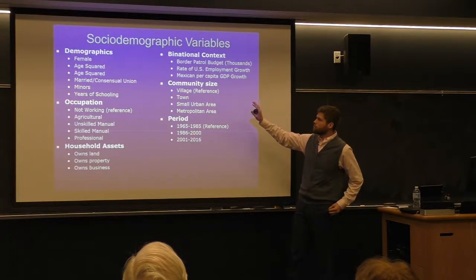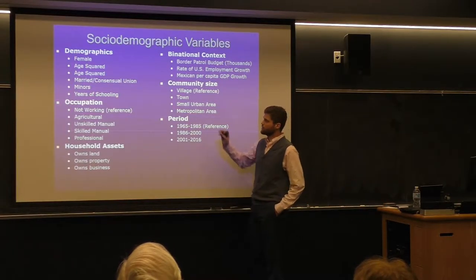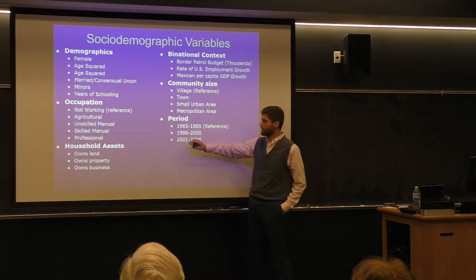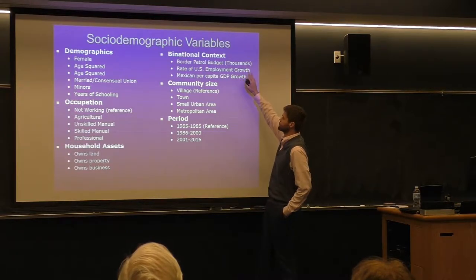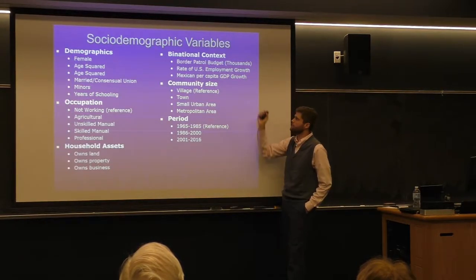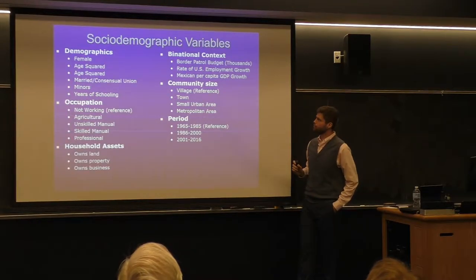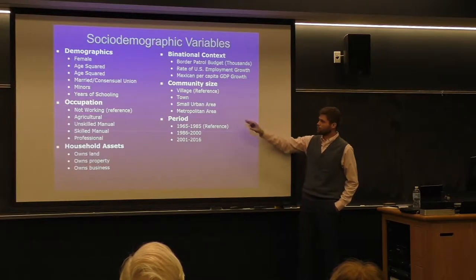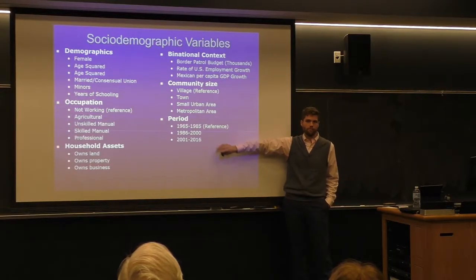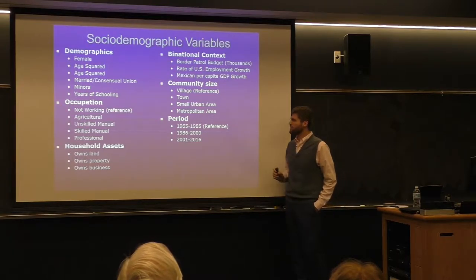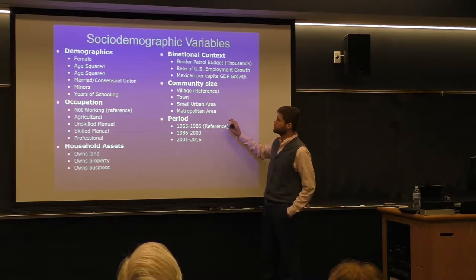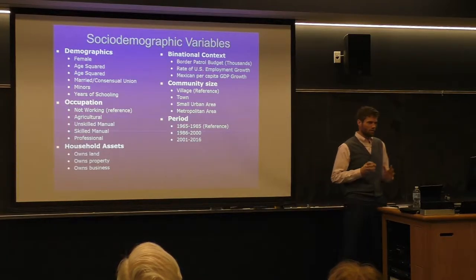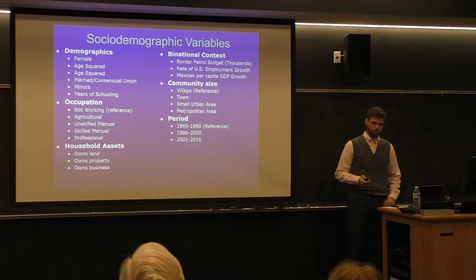So then in all of the models, I'll hold constant demographic characteristics, schooling, occupational status, household assets, measures of financial context, work budget, rate of U.S. employment growth, GDP per capita growth, and then also community size and period of observation. I won't go over these results in the talk because we're going to need some time, but I'm happy to comment on them afterwards. But just know all the results I'm showing you include these controls.